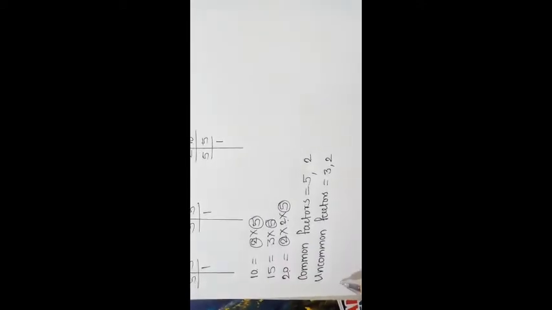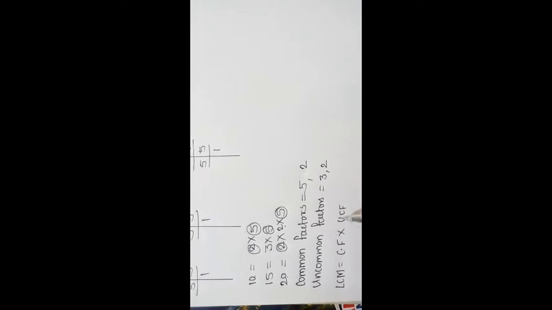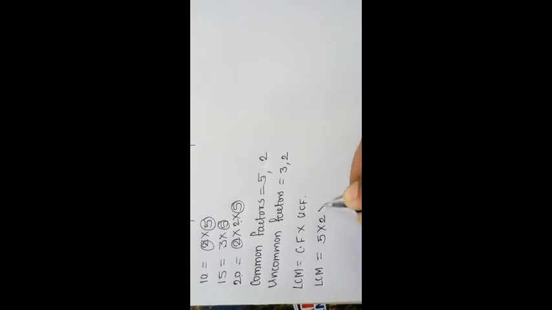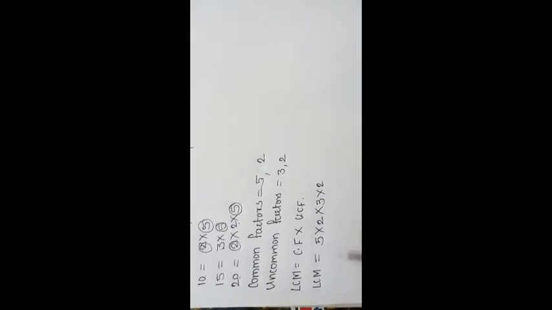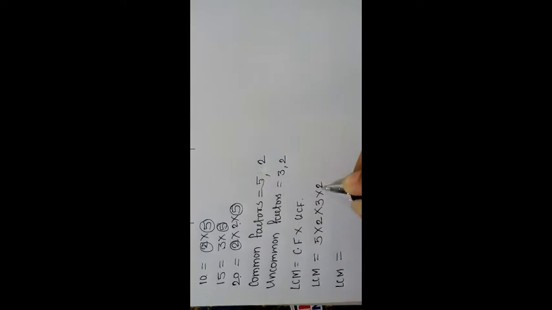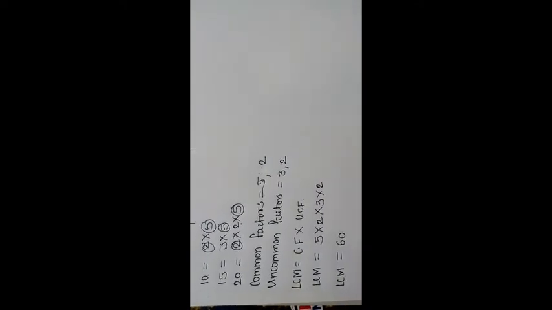Now what is LCM? LCM is equal to common factors into uncommon factors. So common factors are 5 and 2, so write here 5 into 2, and uncommon are 3 and 2, so write here 3 and 2. Write the multiplication of that. LCM is equal to 5 twos are 10, 10 threes are 30 and 30 twos are 60. So LCM of 10, 15 and 20 is 60. This is our answer.